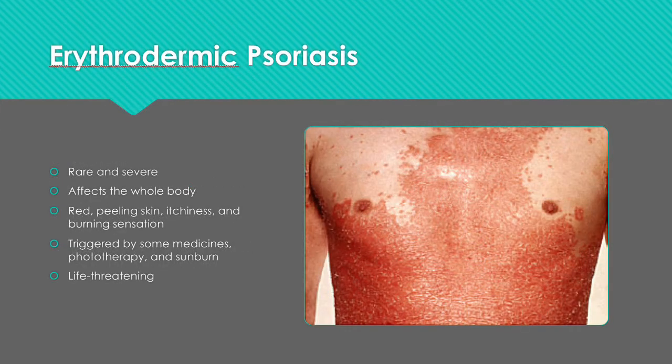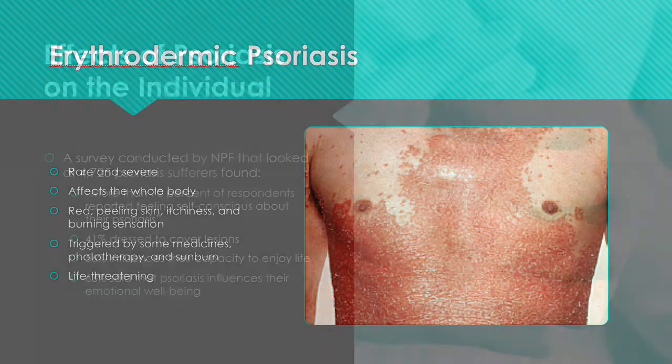Lastly, we have erythrodermic psoriasis. This is the rarest and most severe form. It affects the whole body or large portions of the body. It includes red, peeling skin, itchiness, and a burning sensation. This can be triggered by some medicines, phototherapy, and sunburns. In this case, it has a possibility of being life-threatening.